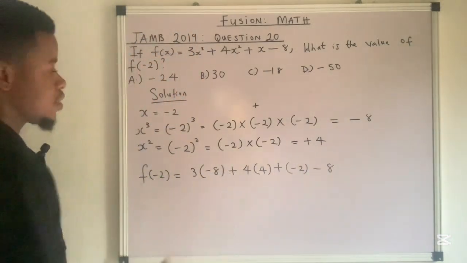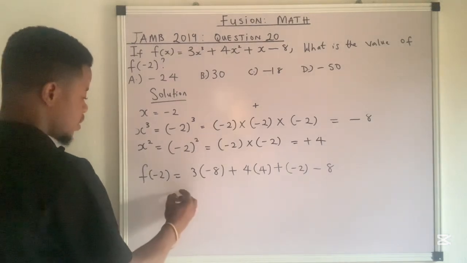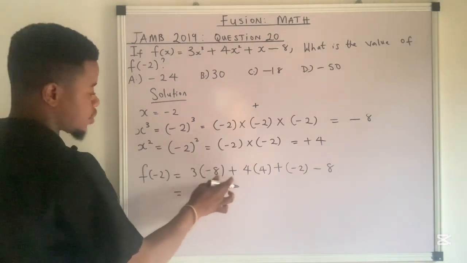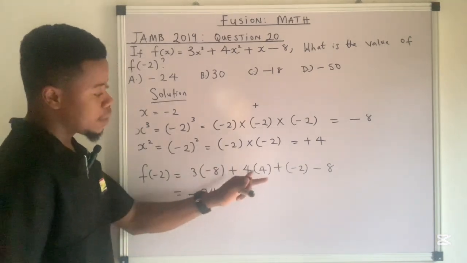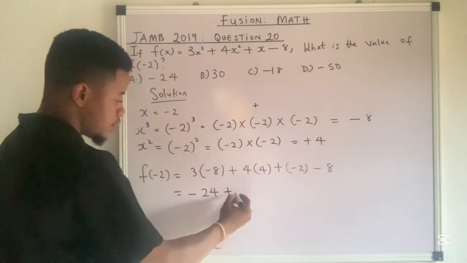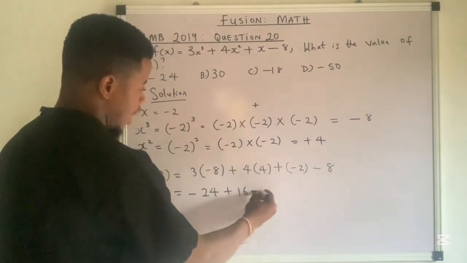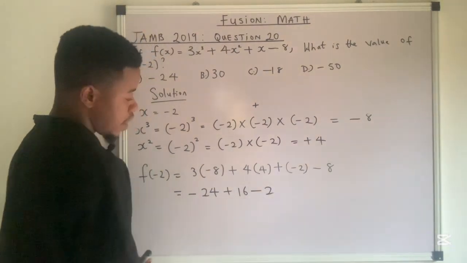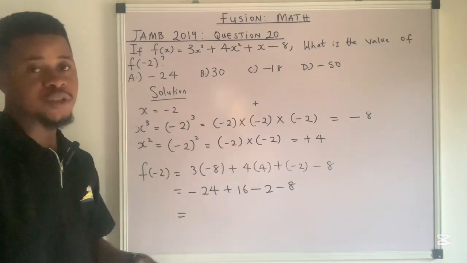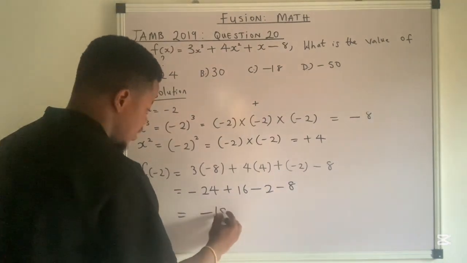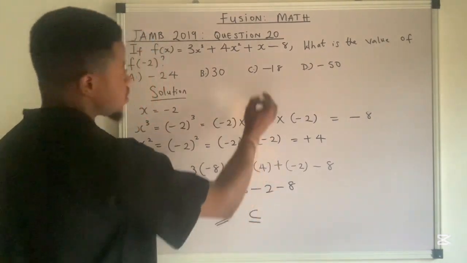When you solve these guys, your answer is going to jump out. Follow me. I'm going to have 3 times minus 8, I'm going to have minus 24, plus 4 times 4 gives you what? Gives me 16. Then plus times minus is what? Gives me minus 2. Then I have minus 8. If you input these values in your calculator, you're going to have minus 18 as your final answer. Option C is correct.